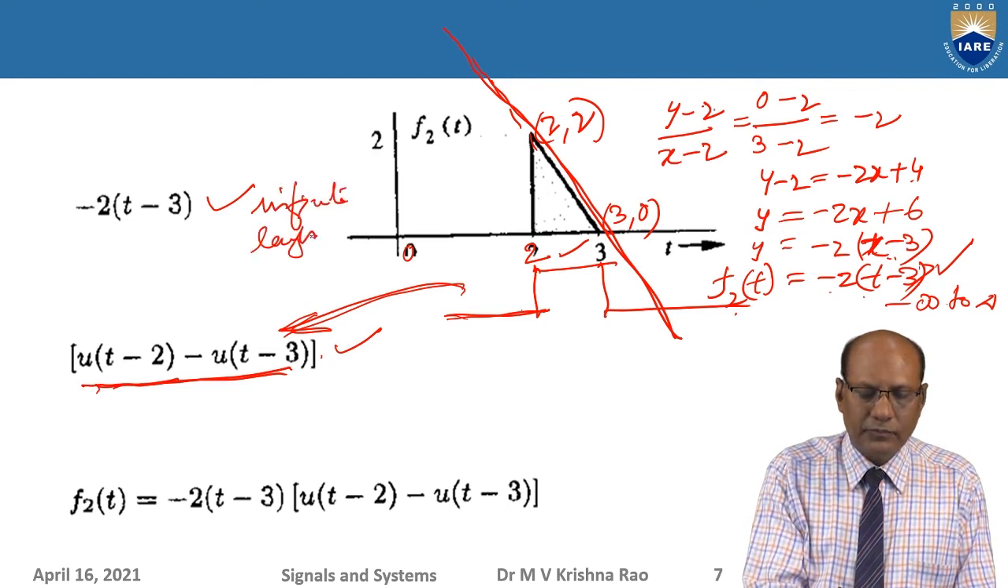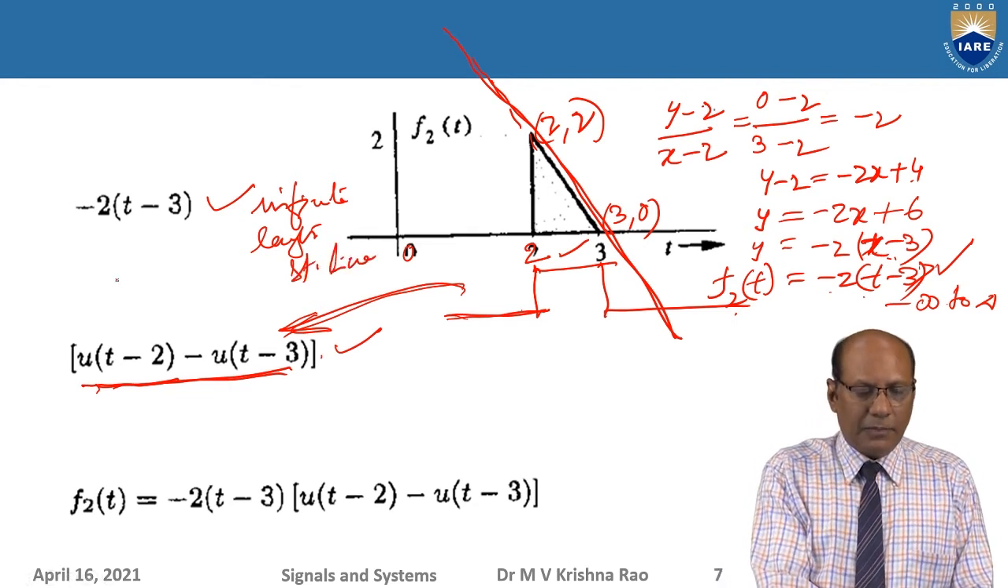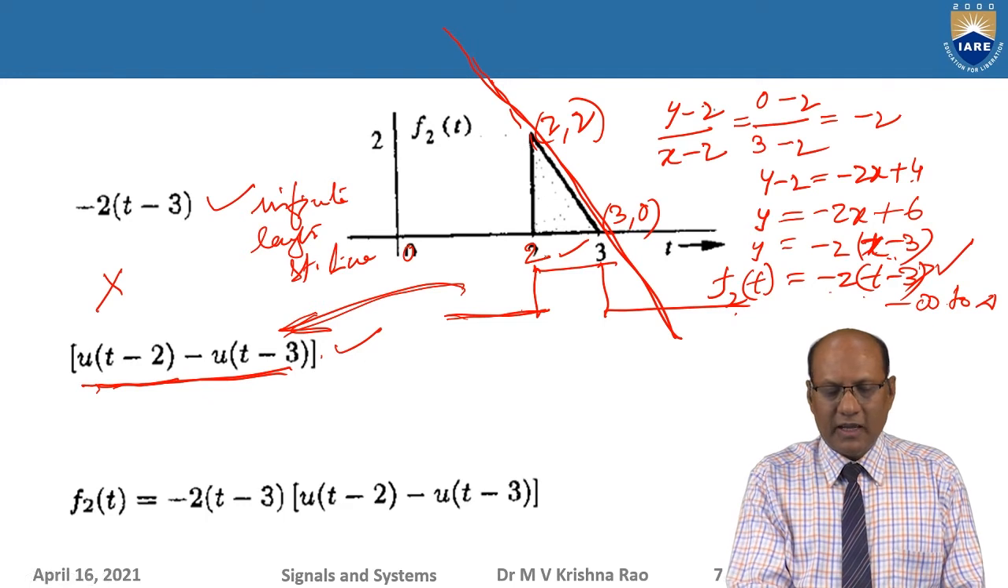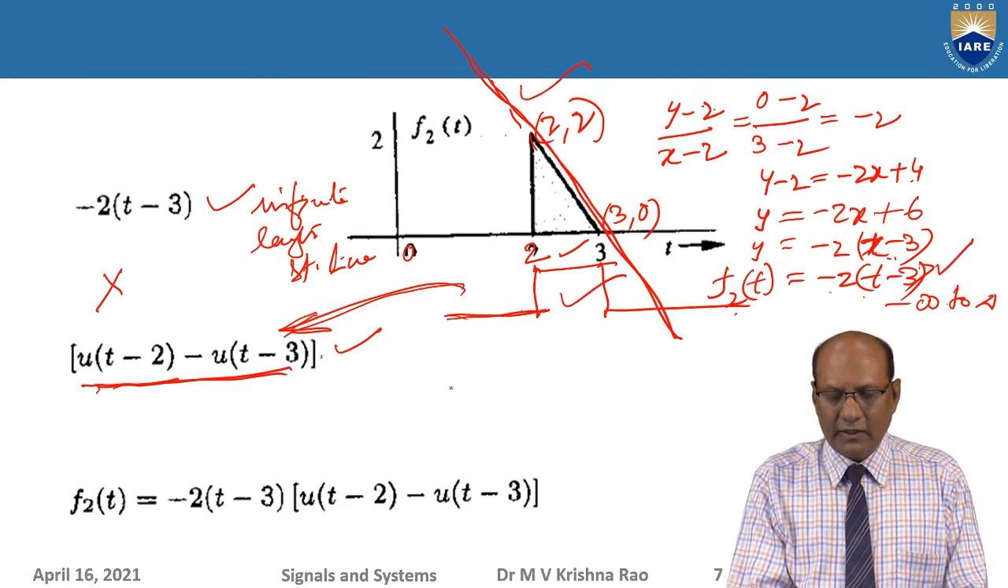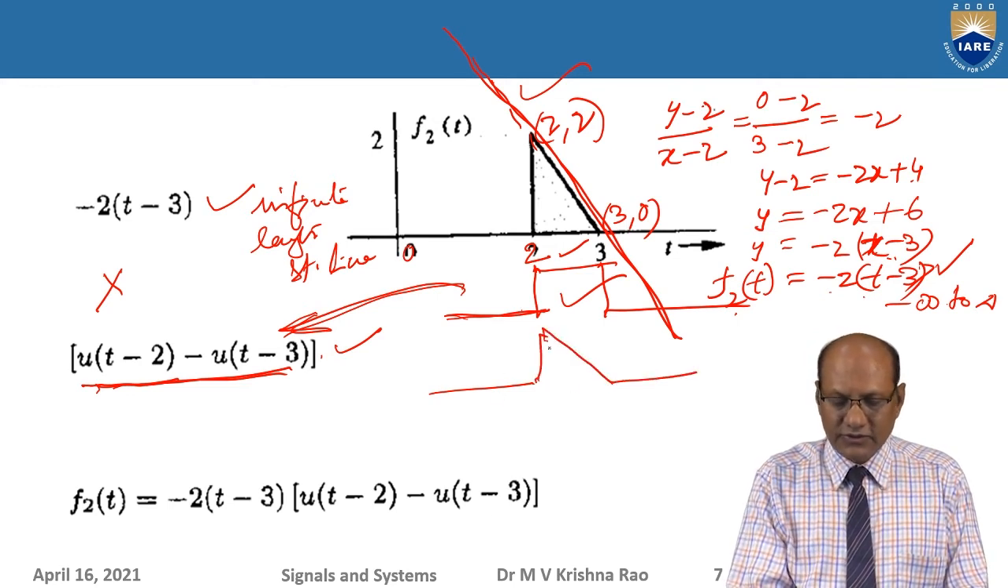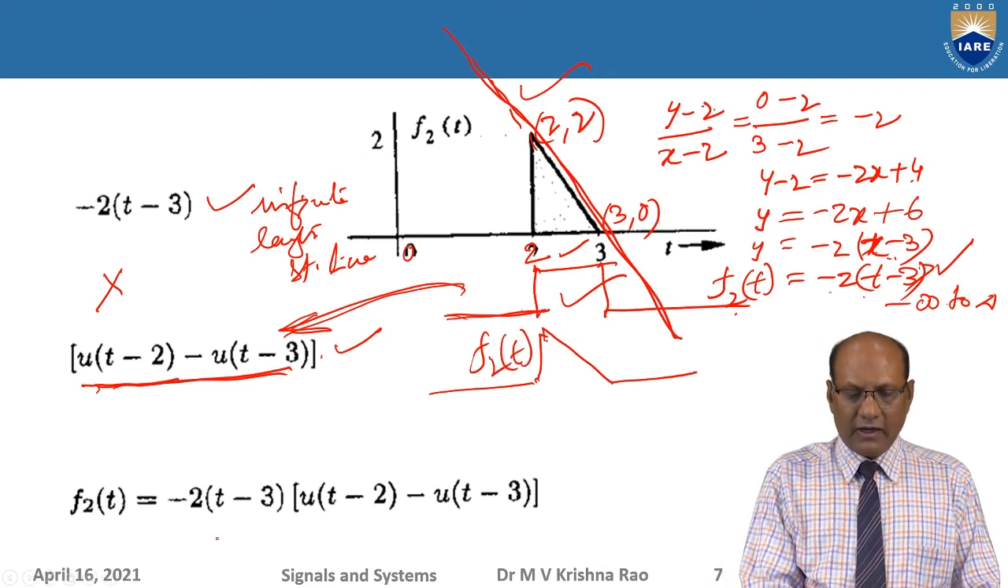Infinite length straight line. Okay. So when I multiply this and this, that means I am multiplying this infinite straight line with this pulse. Then what I will get? I will get a triangle like this. So this is nothing but f2 of t. Okay. So that is what I have done here.